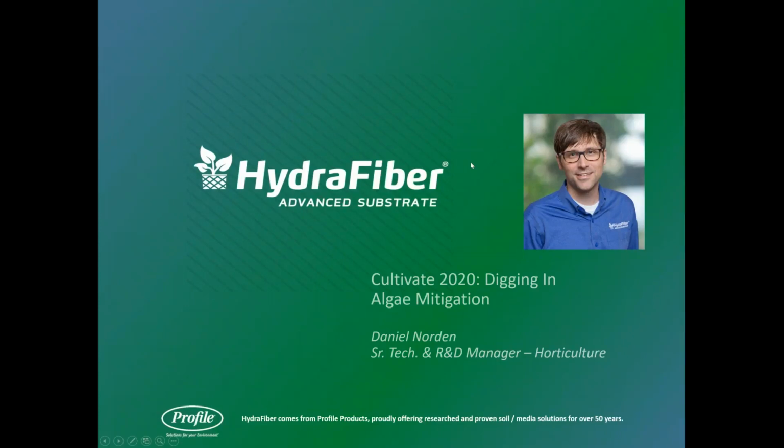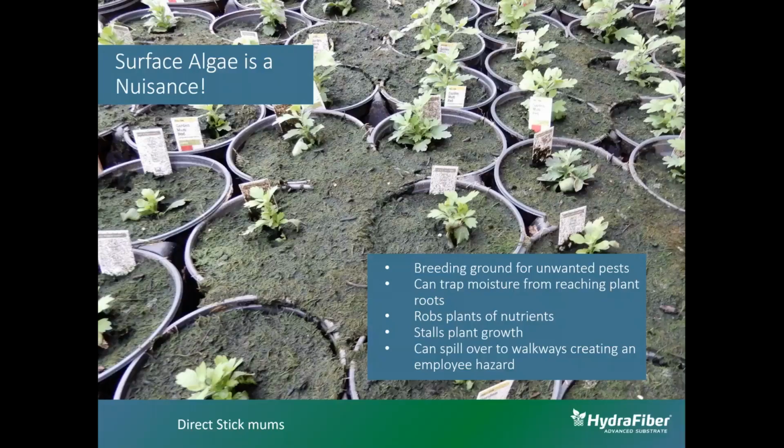So, surface algae, big problem in greenhouses. It's a problem on containers. It's also a problem on walkways as well as different surfaces in the greenhouse. It can be a breeding ground for unwanted pests. Usually the presence of algae is caused by an overabundance of moisture, which can also lead to shore fly as well as fungus gnat populations. It can also trap moisture from reaching the plant.